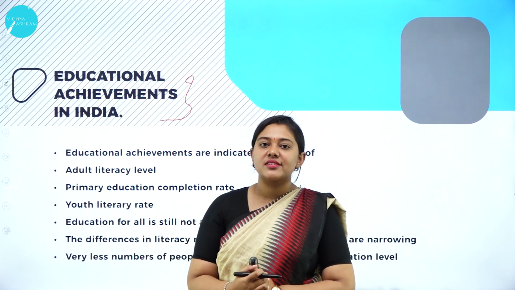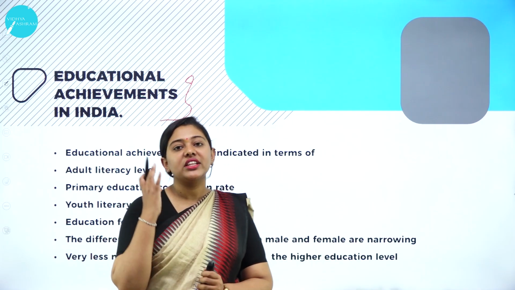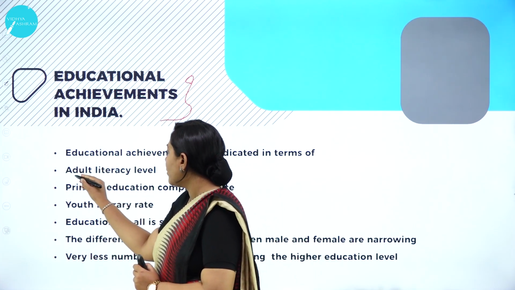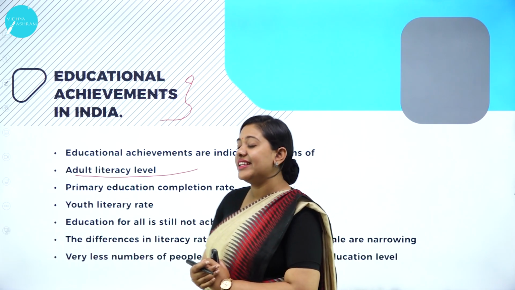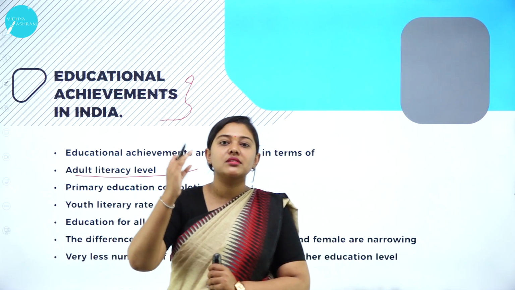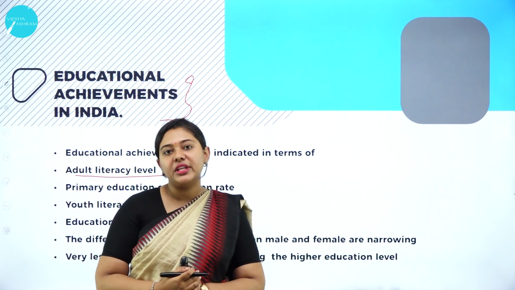Meanwhile, the government is spending more on education and the health sector. What are the achievements that we can see? The first achievement is the adult literacy level. Literate means a person who is able to read and write. So the adult literacy rate has increased.